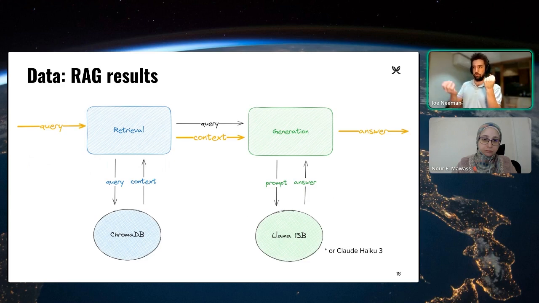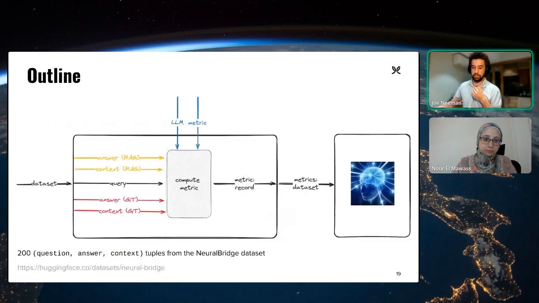We save the query, we save the context that was given to the generator, and we save the answer. Okay, and then we get to the evaluation step. In the evaluation step, we have this box in the middle, which is computing the metric, and it gets a bunch of inputs. It gets the query, which for some reason is black, but maybe it should be orange, and the answer and the context.